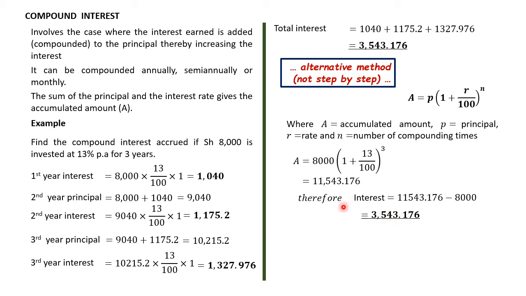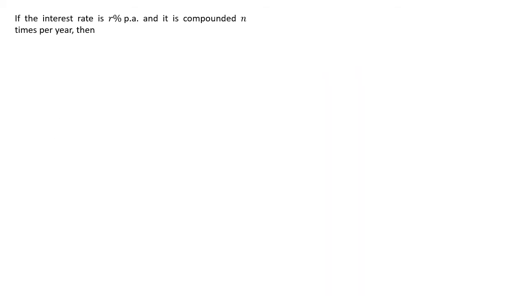That tells us something. Whenever we are calculating compound interest, we can always use the formula A equals P in brackets 1 plus R over 100 raised to the power n to get us the accumulated amount. If we subtract the principal from that accumulated amount, we get our compound interest, like we have done in this particular case. Maybe now we turn to other examples, and before that I need to say something. If the rate of interest is R% per annum and is compounded n times per year, then the rate per period is simply R divided by n.